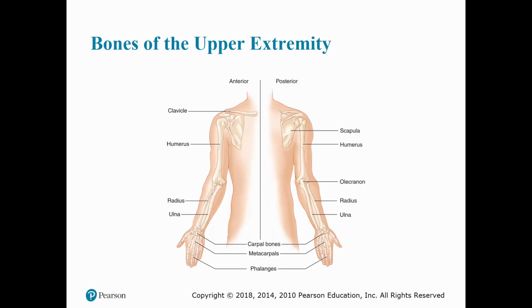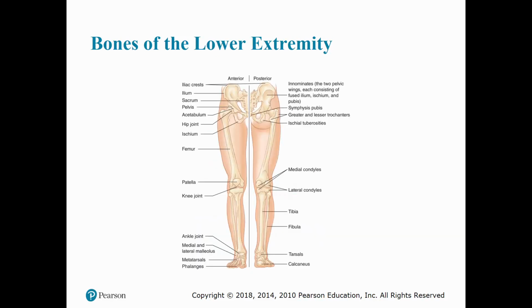Your upper extremity consists of your shoulder girdle, your arms, forearm, and hands, and the bones such as your clavicle and scapula, your carpal bones, your radius and ulna. Your lower extremity is made up of the pelvis, thigh, leg, and foot, including your femur, all 4 bones of the pelvis, the tibia and fibula, and the tarsals, metatarsals, and your phalanges.